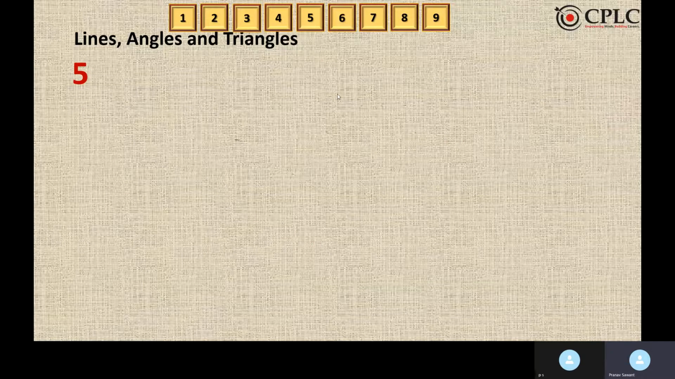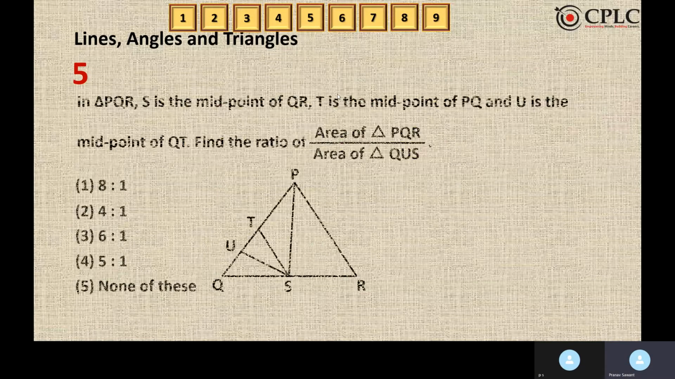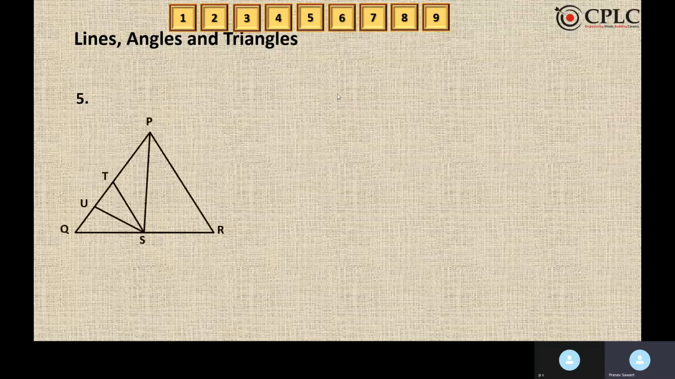Moving to the next question. In triangle PQR, S is the midpoint of QR, T is the midpoint of PQ, and U is the midpoint of QT. Find the ratio of area of triangle PQR upon area of triangle QUS. Now, in such type of questions, you can assume some values. So, now just focus on triangle STQ. SU is a median. It divides the triangle into two equal areas.